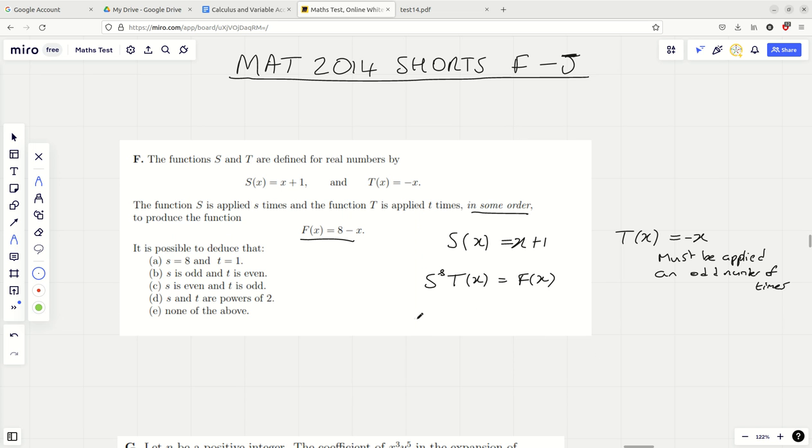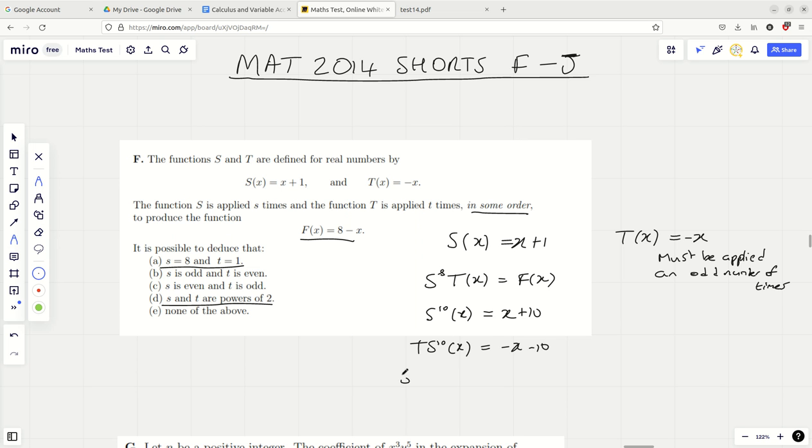But there's other ways of getting to F. For example, we could do S 10 times to X. Yeah, and obviously that's X plus 10. But then we could apply t. So we've got t of s to the 10 of x, and that's going to be minus x minus 10. Oh, I wrote plus, but I said minus. I do this in class a lot as well.